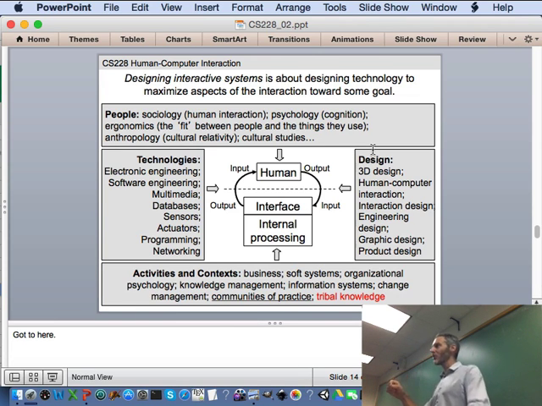There's a sister course to this course, which is software engineering. Who is taking software engineering or has taken it? Just a couple people. Okay. If you like this course, you might want to take software engineering, which focuses on how to develop the back end of systems.